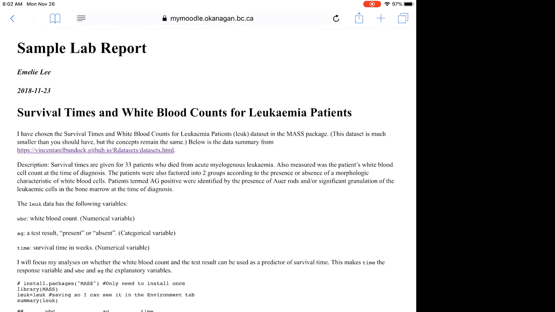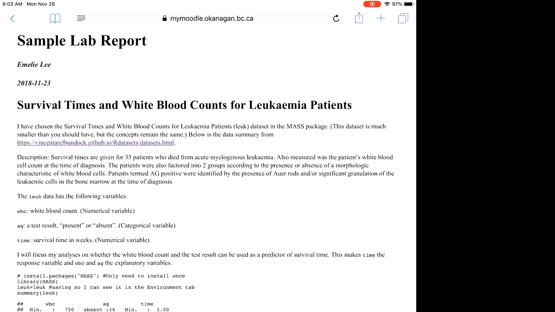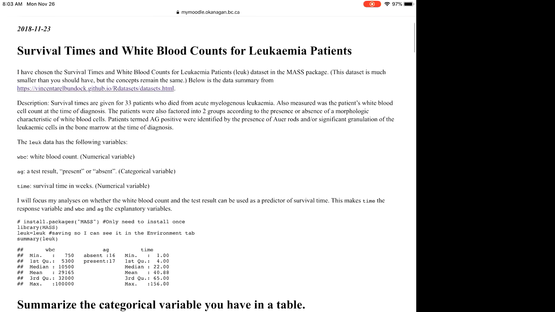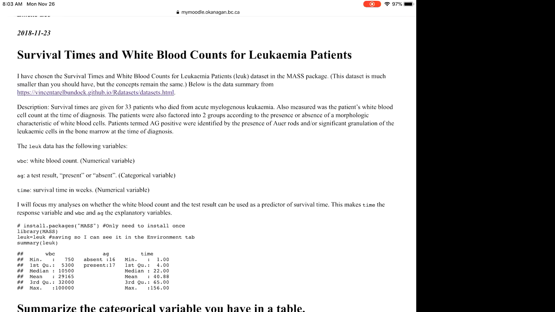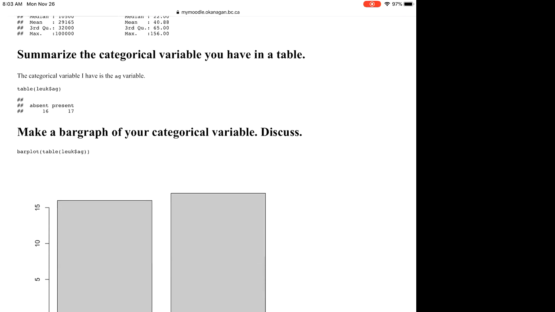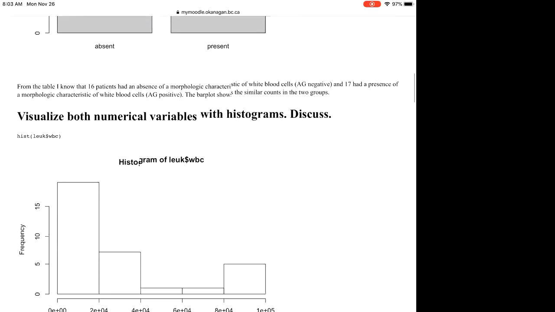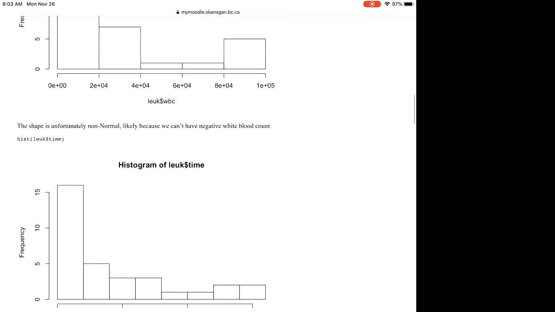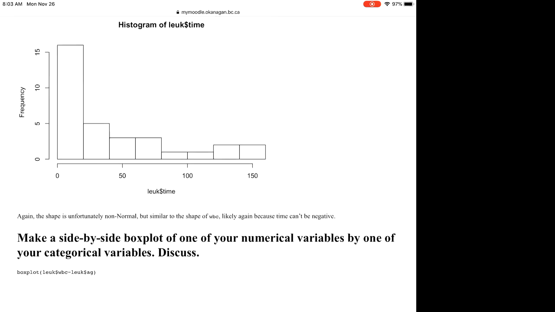Without spending too much time on it, because you can go back and have a look, I'm going through my data summary, and talking about where I got this data from, what's going on. That's the first thing you do. And then we're just adding on to that. I summarized my categorical variable, then I made a bar graph, then I visualized both my numerical variables, etc. So just going through all those questions.